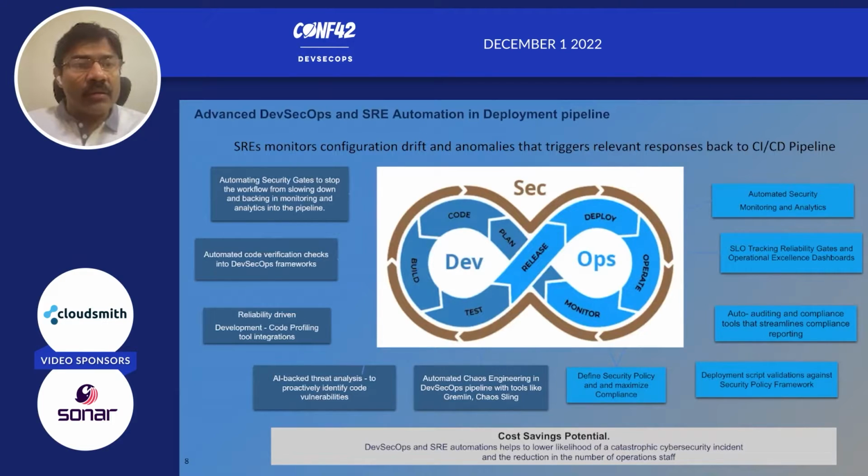Then automate close verification checks into the DevSecOps framework, reliability driven development, code profiling, tool integration. All these are very important techniques you can automate. And there are certain AI and ML techniques for threat analysis. So advanced DevSecOps framework take advantage of AI and machine learning techniques to basically streamline and simplify, speed up the complex DevSecOps stacks. There are two examples I would give.